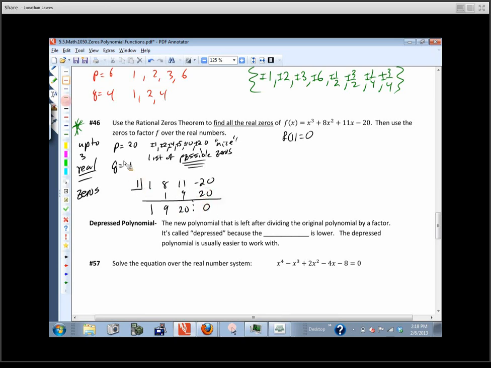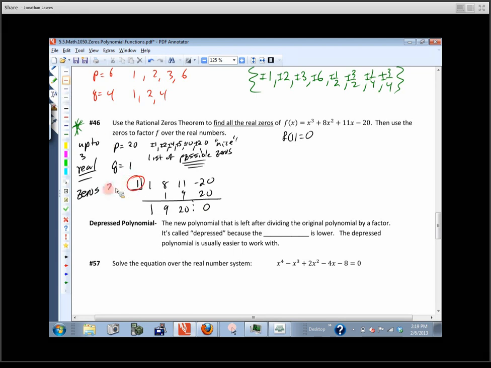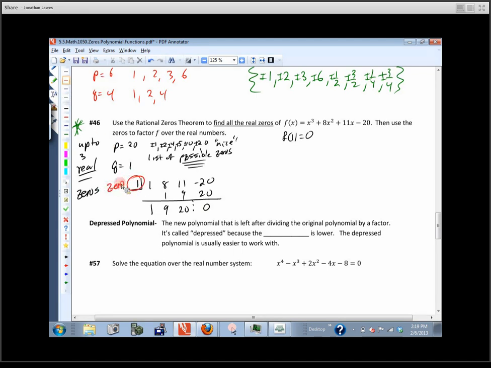Okay, what that means is that's a 0. That means it corresponds to a factor of x minus 1. But what about this stuff right here? We did this in R6. What is this? It's the quotient. It's what's left when you divide by that polynomial.